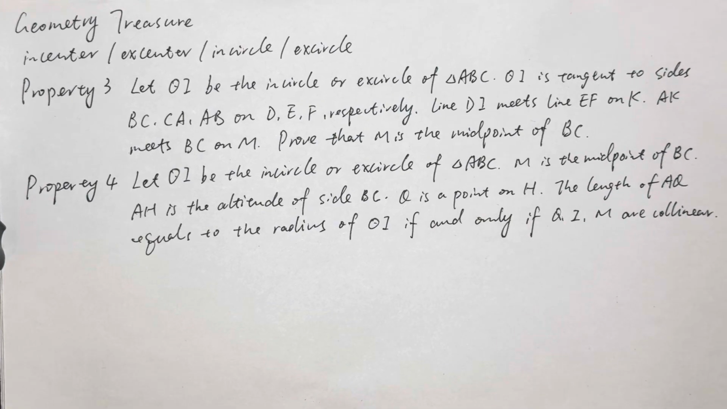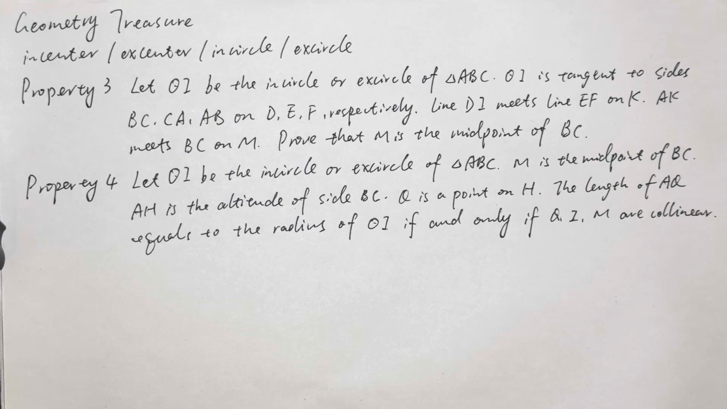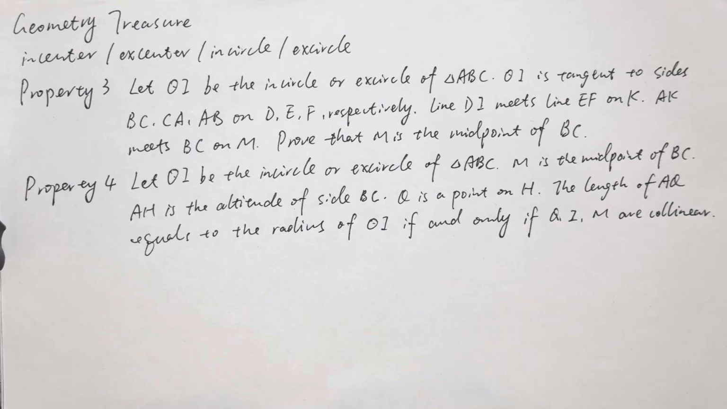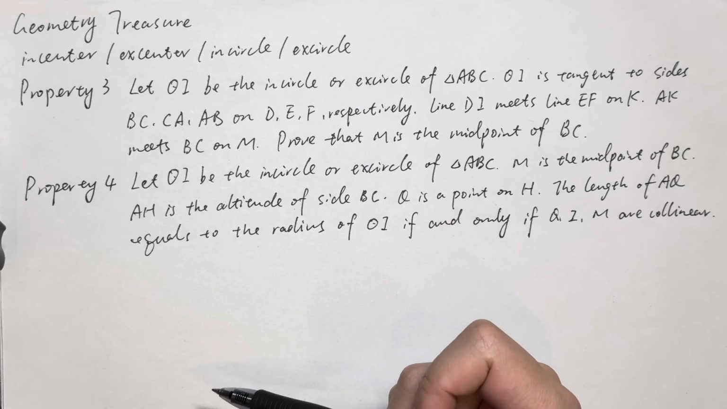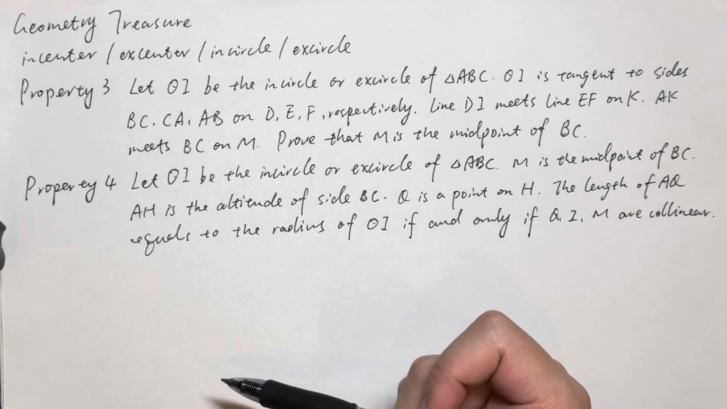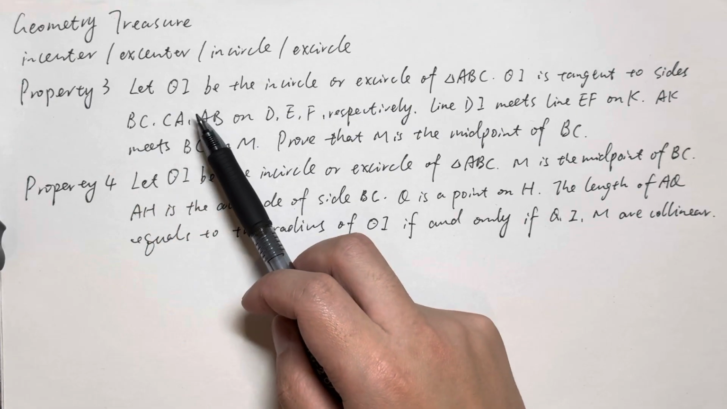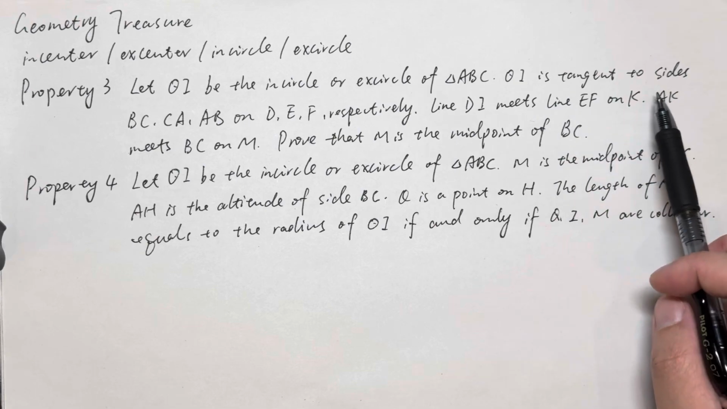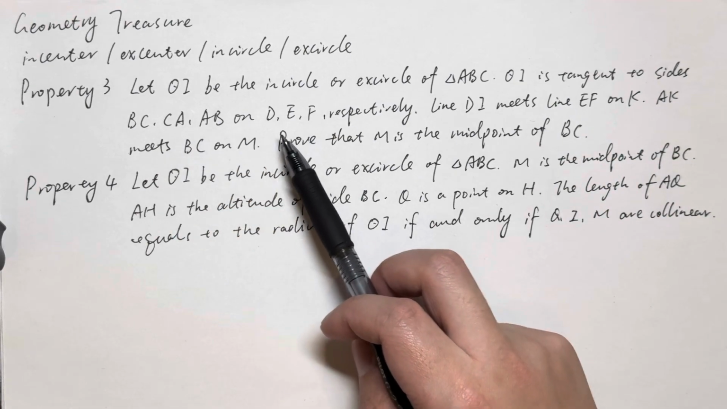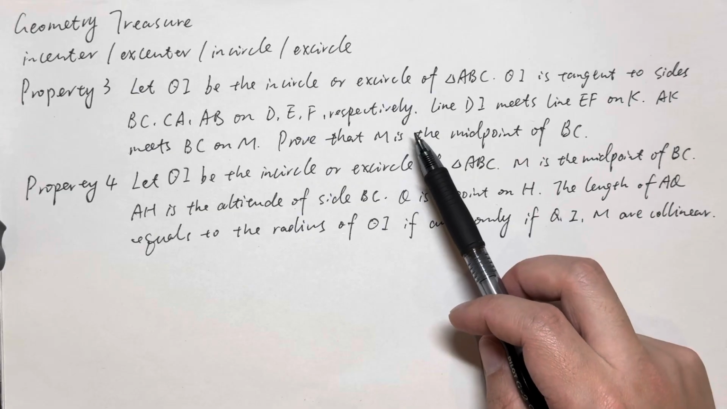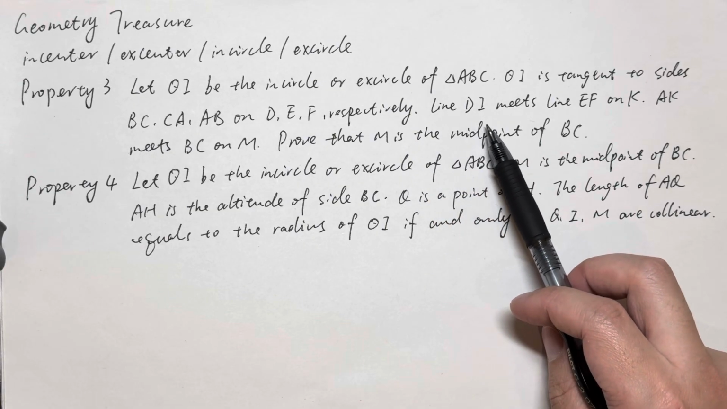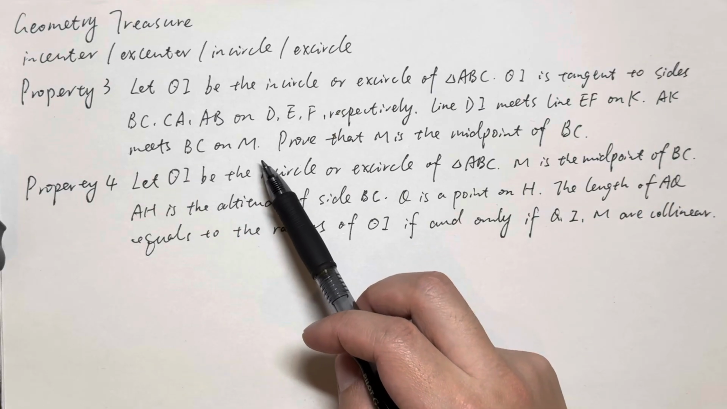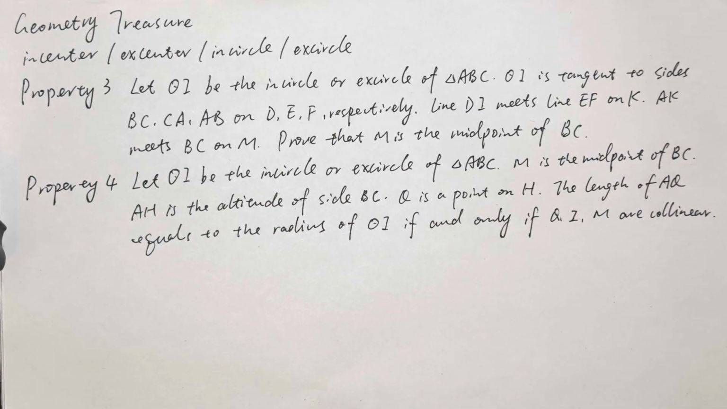So let's continue our study on geometry treasure. We are going to talk about property 3 and property 4 of the incenter, excenter, incircle, excircle. Property 3. Let circle I be the incircle or excircle of triangle ABC. Circle I is tangent to sides BC, CA, AB at D, E, F respectively. Line DI meets line EF at K. AK meets BC at M. Prove that M is the midpoint of BC.